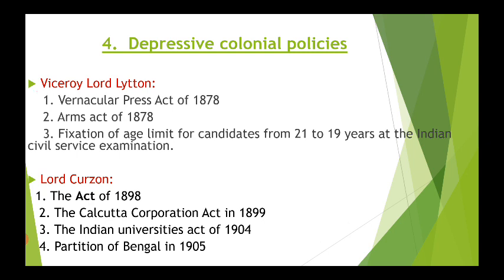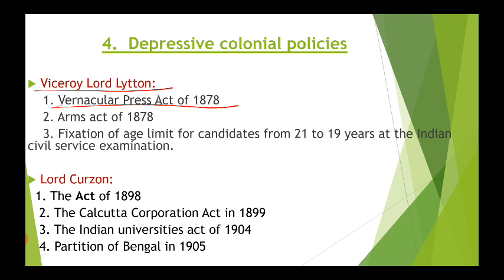Viceroy Lord Lytton, when he came to India in 1876 as Viceroy, followed some repressive measures against the Indians. This really created dissatisfaction in Indian minds, and it gave a heavy blow to nationalism. The first one was the Vernacular Press Act of 1878. During this time, what happened? Vernacular Press Act means what?